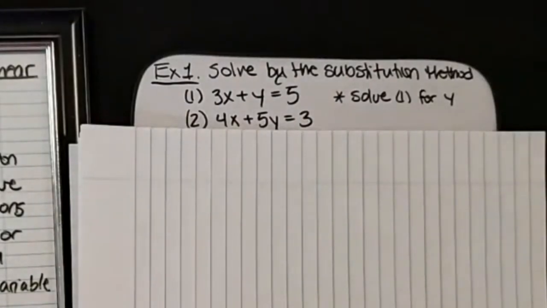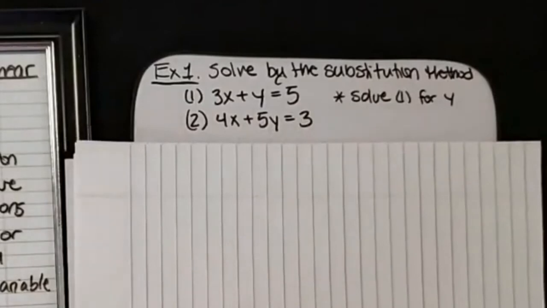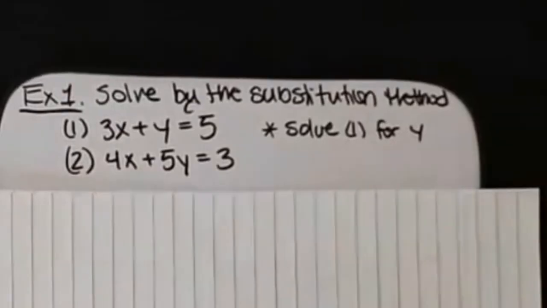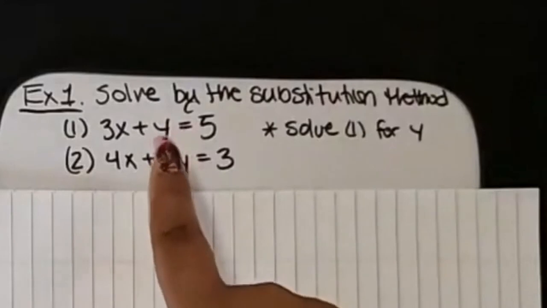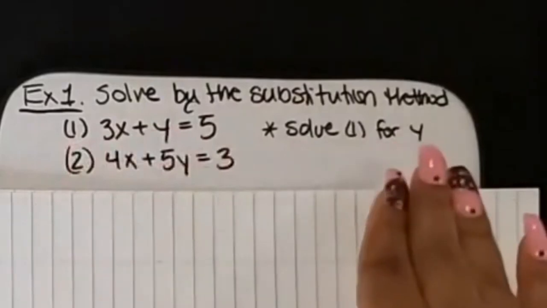For equation 1, we have 3x plus y equals 5. For equation 2, we have 4x plus 5y equals 3. The first thing we want to do is look at our equations, and we could actually solve either one of these equations for either variable, but looking at the easiest option, this y is already by itself, so we could just solve the first equation for y.